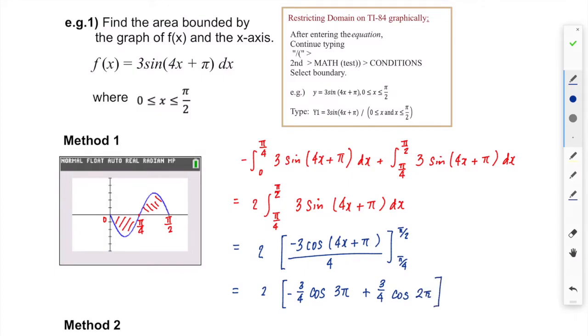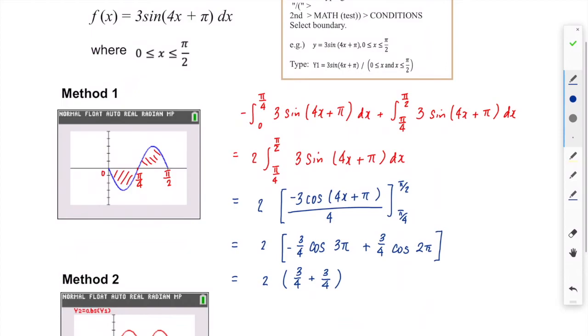Okay, cosine 3 pi, that's negative 1. This is 3 over 4. Cosine 2 pi is 1. So plus 3 over 4 again. That means I have 6 over 4 times 2. But 6 over 4 is 3 over 2. So the answer is 3 square units. Like that. Okay.